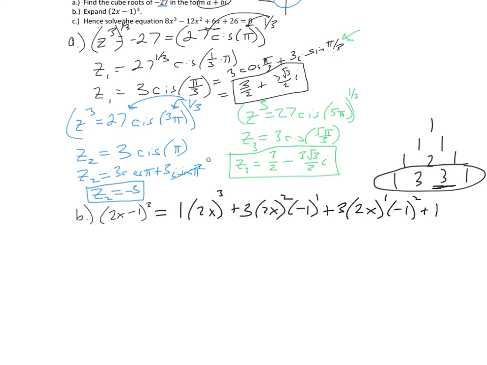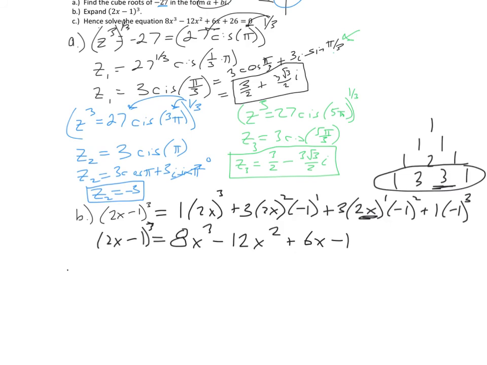At this point, I'm not using any of the 2x terms anymore. I'm just using -1 to the third power. So when I multiply this whole thing out, it's 8x cubed, minus 12x squared, plus 6x minus 1. So this is what 2x minus 1 cubed is. So now we move on to part C.